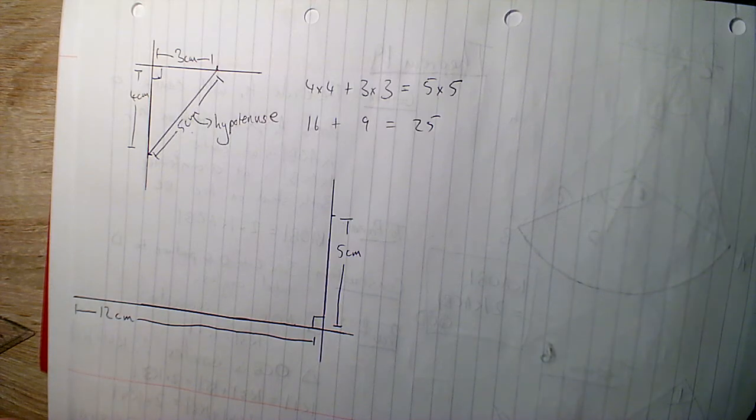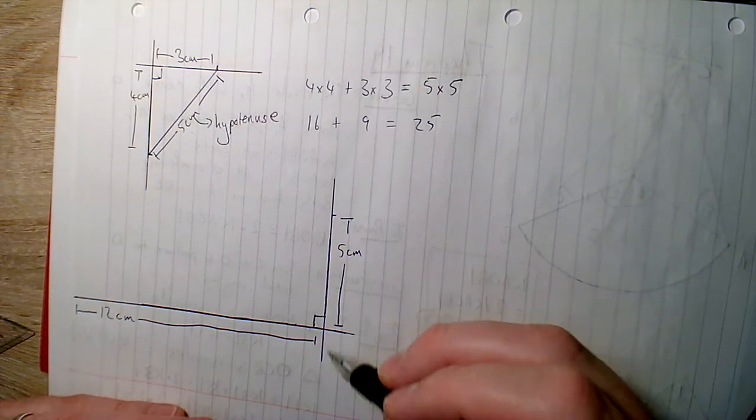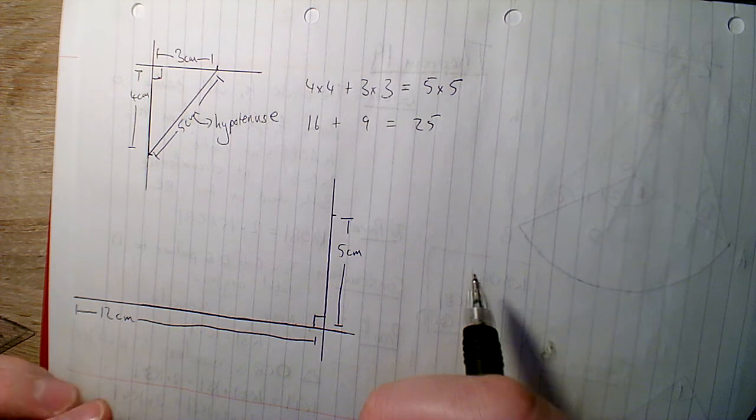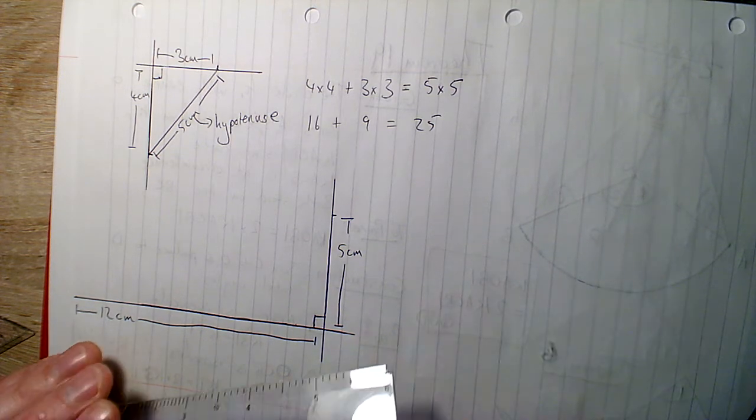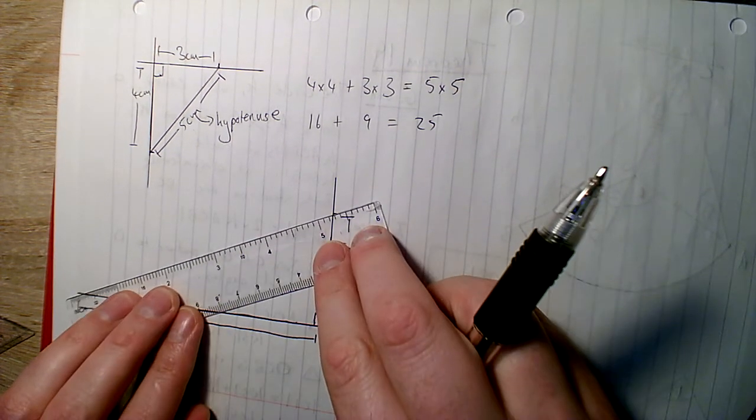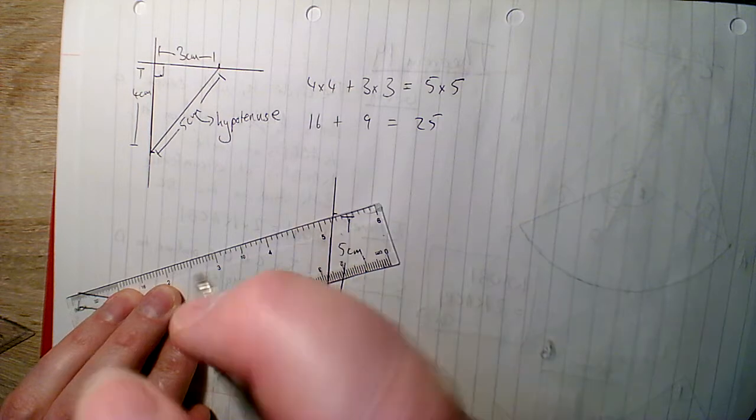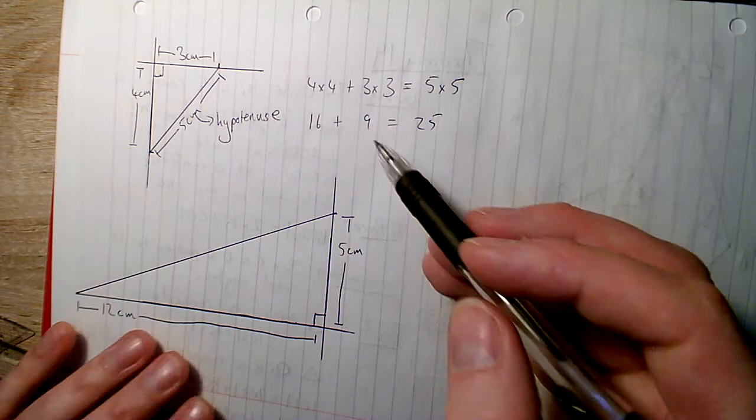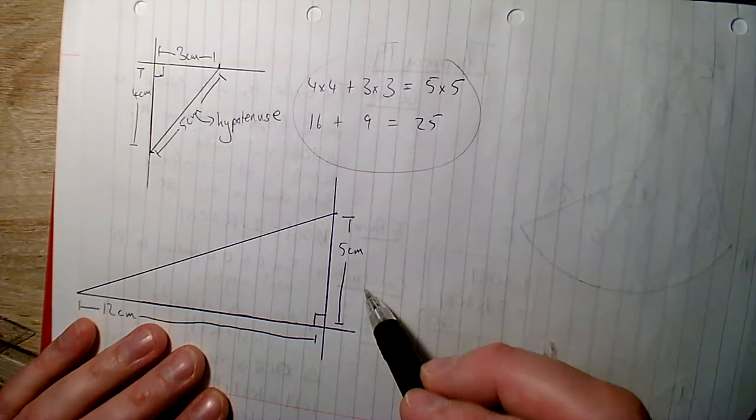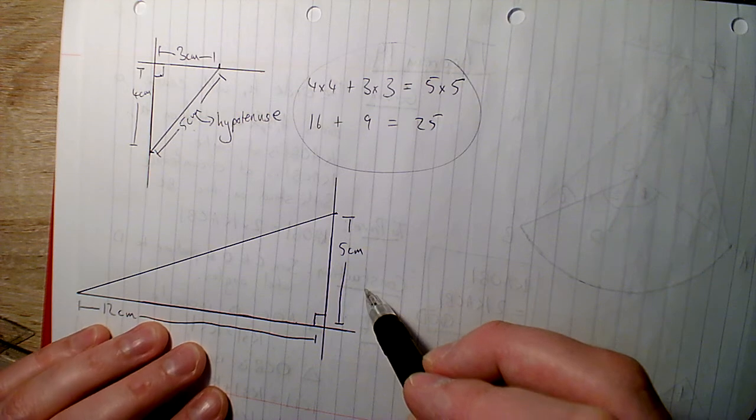So what I've done again is using my set square, I've drawn this right angle. I've marked off 12 centimeters on the side, 5 centimeters here. If you could draw the same, please, and then connect them. Okay, draw the hypotenuse and measure it and see, does this relationship hold for this triangle?